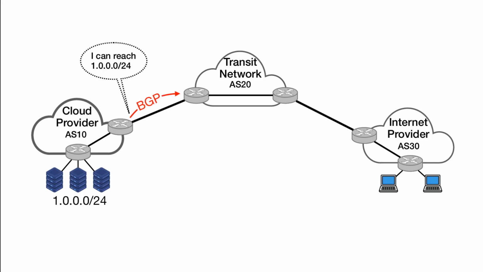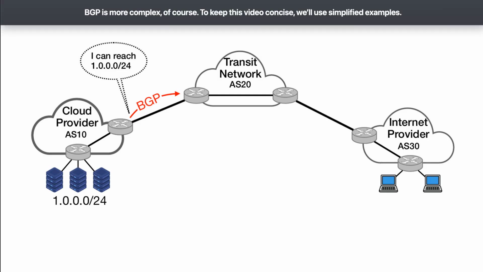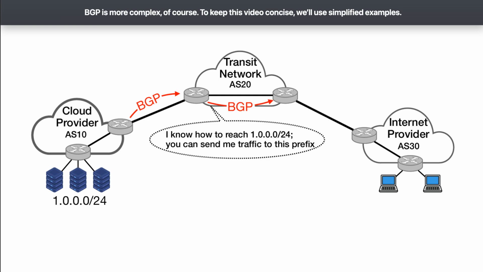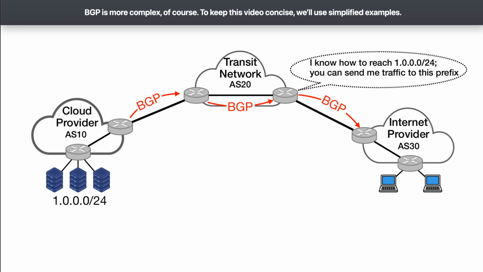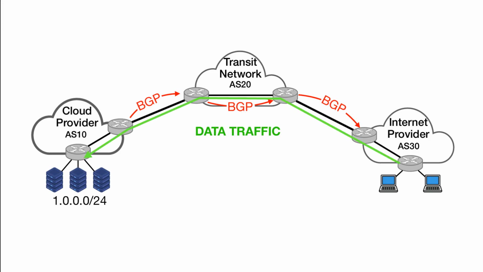AS10 uses BGP to tell AS20, I can reach 1/24, you can send me traffic for that prefix. That's basically what BGP does. AS20 learns the route and propagates it across its own network. And AS20 then announces the route to AS30. AS30 can now send customer traffic through AS20 to the servers in AS10 once it has received this information.